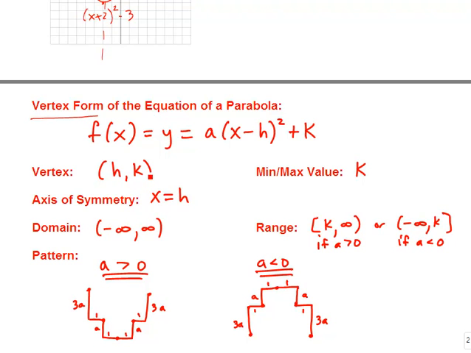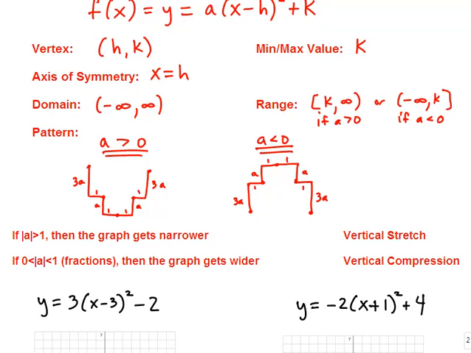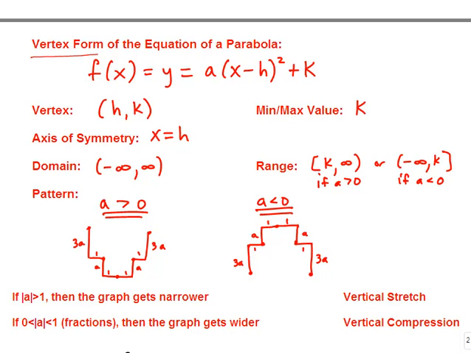Similarly, that y value, that k, is going to be your minimum or your maximum value. In the case of a being positive, we're going to have a parabola that points upwards. So if you have a positive, this is going to be a parabola that goes up. If a is a number that's negative, this is going to be a parabola that points down. In the case of a being positive, we have a minimum. In the case of a being negative, we have a maximum.